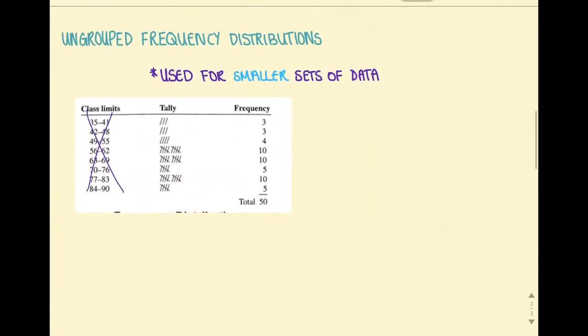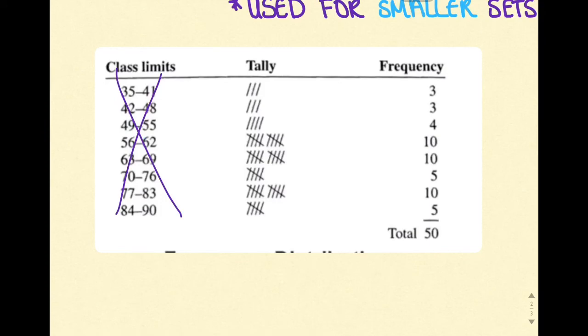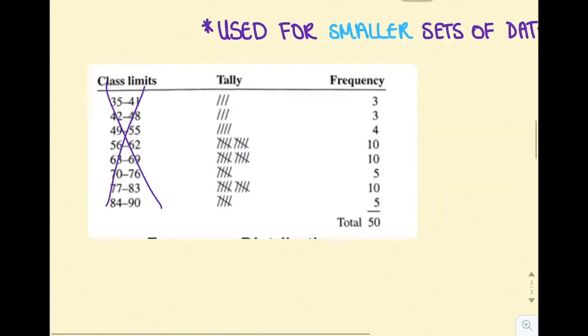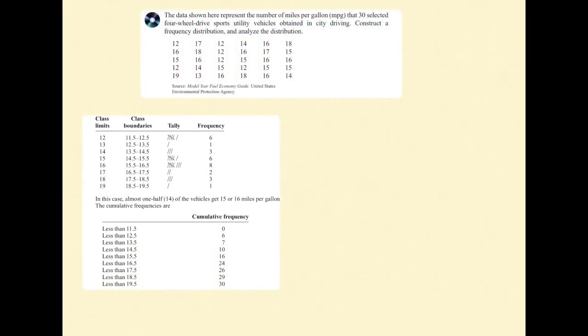So here we have ungrouped frequency distributions, which are used for smaller sets of data. So instead of the class limit being 35 to 41, 42 to 48, etc., it's going to end up being the one number in the data. So here we have an example of an ungrouped frequency distribution.